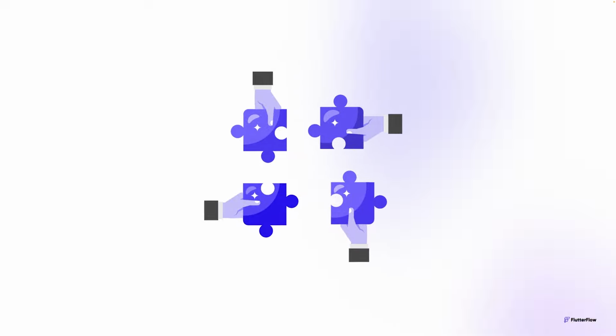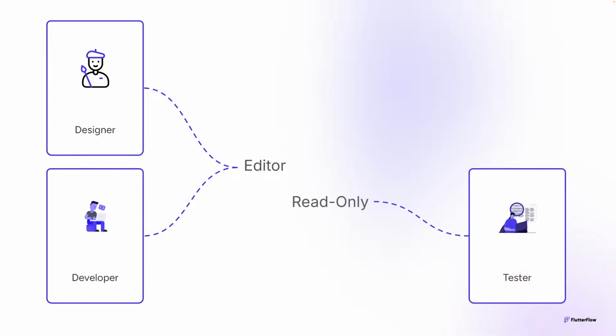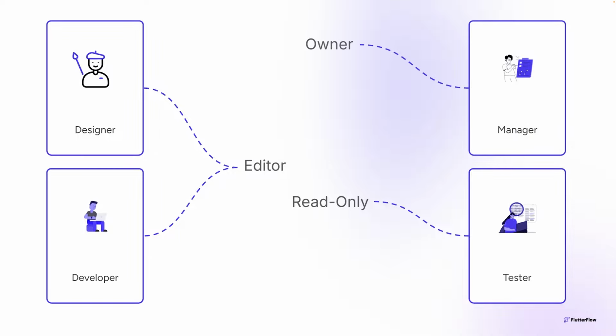Defining clear user roles and permissions is important to streamline development and minimize conflicts. In FlutterFlow, you can grant editing privileges to collaborators who are actively working on a project while assigning read-only access to those who need to view the progress. Alternatively, you can also make them the project owner, giving them full control. Set up user roles correctly to avoid any accidental changes or conflicts.